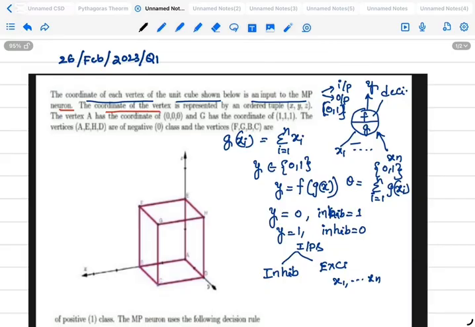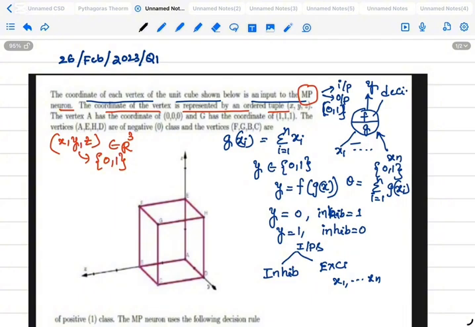The coordinate of a vertex is represented by an ordered tuple. In the cube there are 8 vertices, and each of the 8 vertices is represented with coordinates x, y and z. That is, it belongs to R power 3, three-dimensional, and all the values of x, y, z belong to {0, 1}, as mentioned in the question. For an MP neuron, input and output both are Boolean.